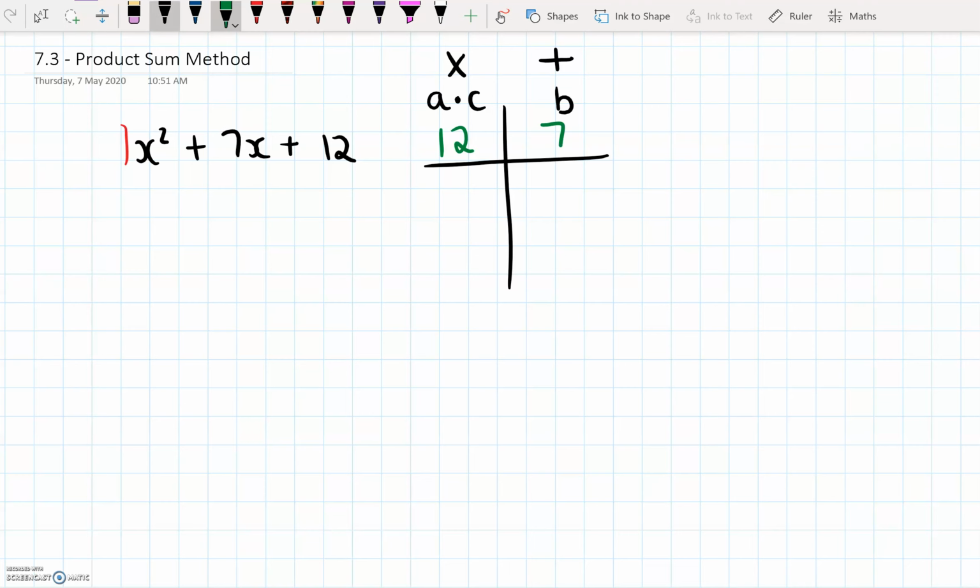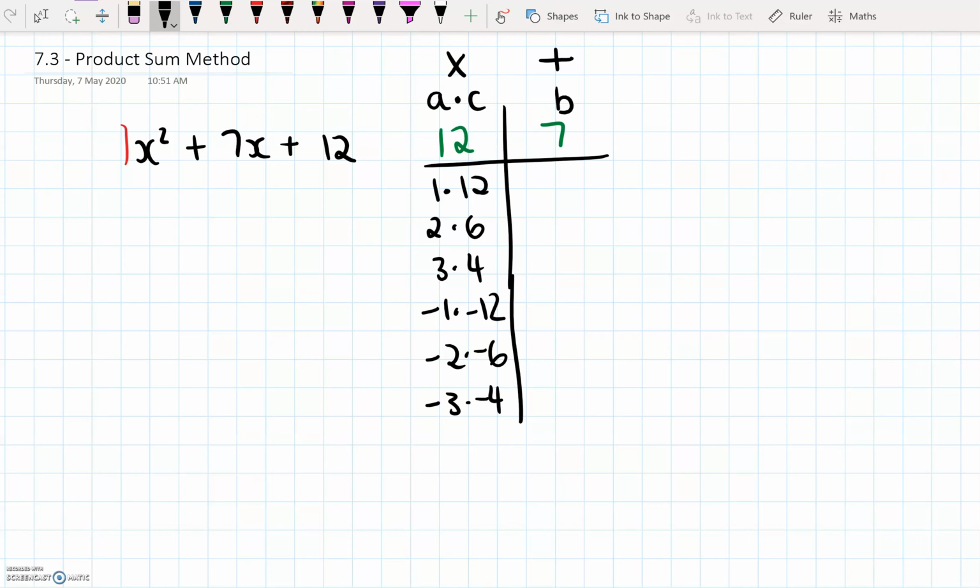So let's look at numbers that multiply to give 12. We have 1 times 12, 2 times 6, 3 times 4, and then the negative of all of these. So minus 1 times minus 12, minus 2 times minus 6, minus 3 times minus 4. Okay, let's add them together. 1 plus 12 is 13, 2 plus 6 is 8, 3 plus 4 is 7, minus 1 plus minus 12. Yeah, we've got the negatives of all of these. Okay, and you can see that the one that we are looking for is 3 and 4, which add to 7.